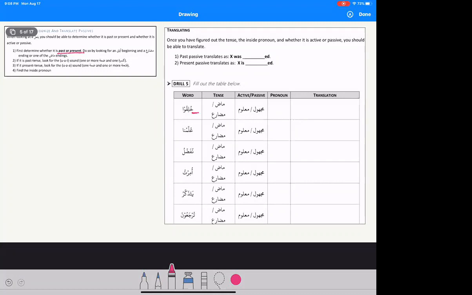So now, if you see khuliqu, regardless of whether it is passive or active, first you need to see, okay, how does it look? Does it look like present tense or a past tense? That looks like past tense. So this is how you are going to first recognize the tense, by looking at the beginning letters. So any word that makes sense to you.